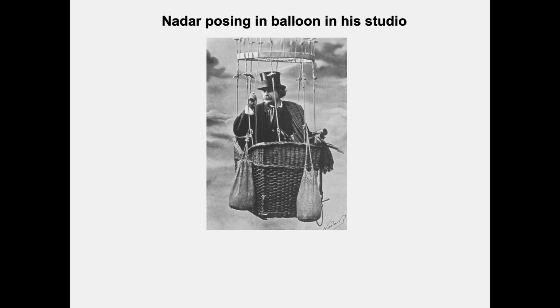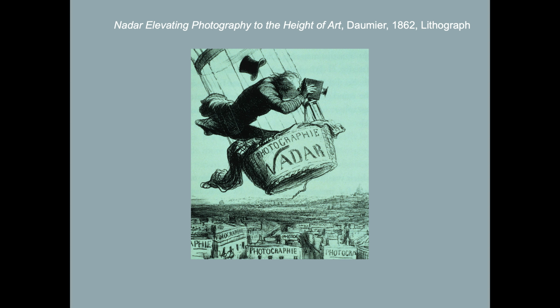And there he is. He takes a picture of himself in his studio. Now, of course, he is not actually up in a hot air balloon, but he set this up in his studio with a backdrop of clouds to make it look like he was. And this is a caricature that was created by Daumier, a famous caricaturist, of Nadar. And there he is up in his hot air balloon, and his hat's flying off. And you can see that Daumier is also kind of lampooning the way that photography has taken over. Every other building looks like it has a photography studio in it.